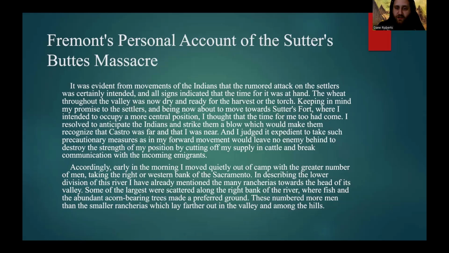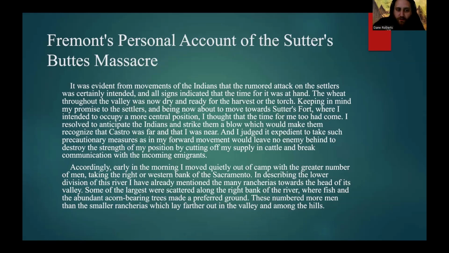And I judged it expedient to take such precautionary measures as in my forward movement would leave no enemy behind to destroy the strength of my position by cutting off my supply in cattle and break communication with incoming immigrants. Accordingly, early in the morning, I moved quietly out of camp with the great number of men, taking the right or western bank of Sacramento.